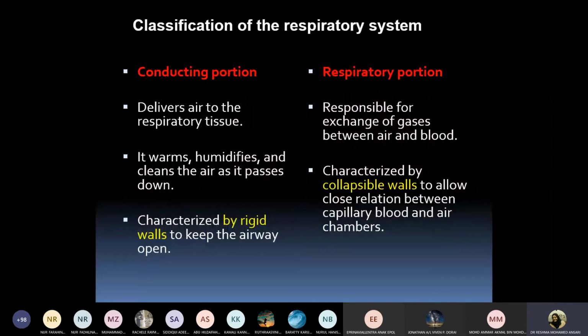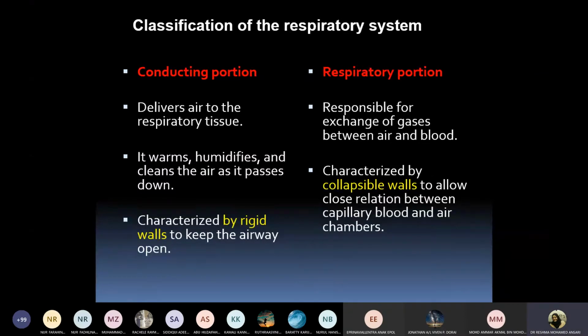For example, the aircon in our lecture halls is very cold. So whenever you breathe, you will breathe air which has a temperature around 23 or 24, but you will convert it to 35 or 36 according to your body temperature, and then it will pass down. So the conducting portion doesn't just transmit, it will warm the air, humidify the air and clean the air as it passes down. For air to pass through, you cannot have collapsible walls. You have to have rigid walls, because the airway should already be open. If the walls collapse, the patient dies.